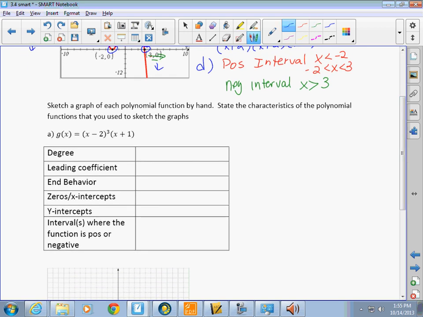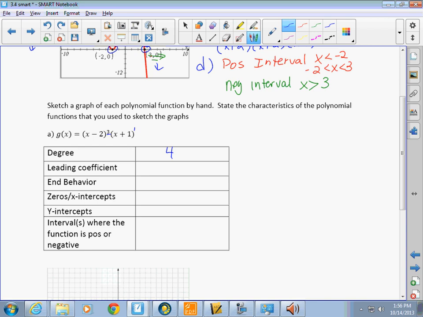Okay, so now we're going to do the reverse. We're going to take a look at the actual polynomial function, and then say what the degree is, say what we think the leading coefficient is. Based on the degree and the leading coefficient, we'll be able to describe the end behavior. We can take a look at the factors that are there and find the zeros. We can solve for the y-intercept, and then we can say where it's going to be positive and negative. So the degree of this one, if I take a look, I've got a cube and then basically a power of 1, so I know my degree is 4.